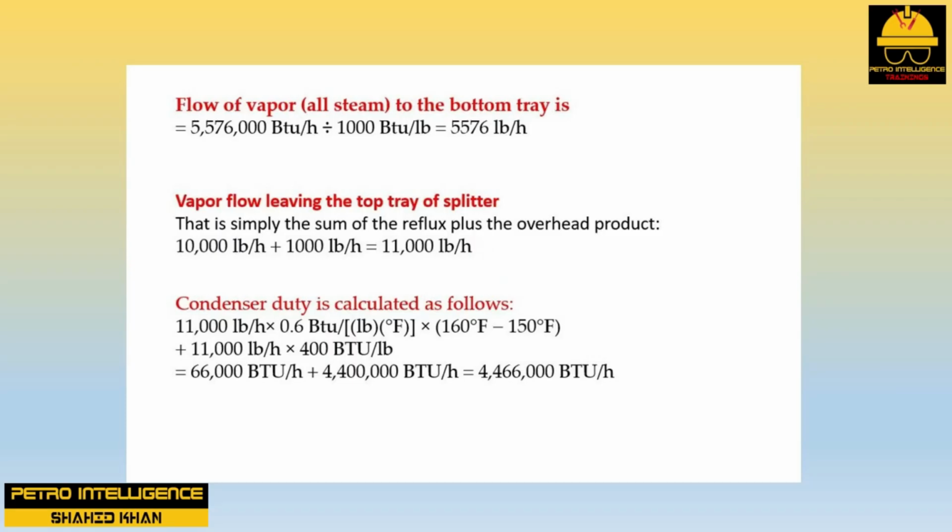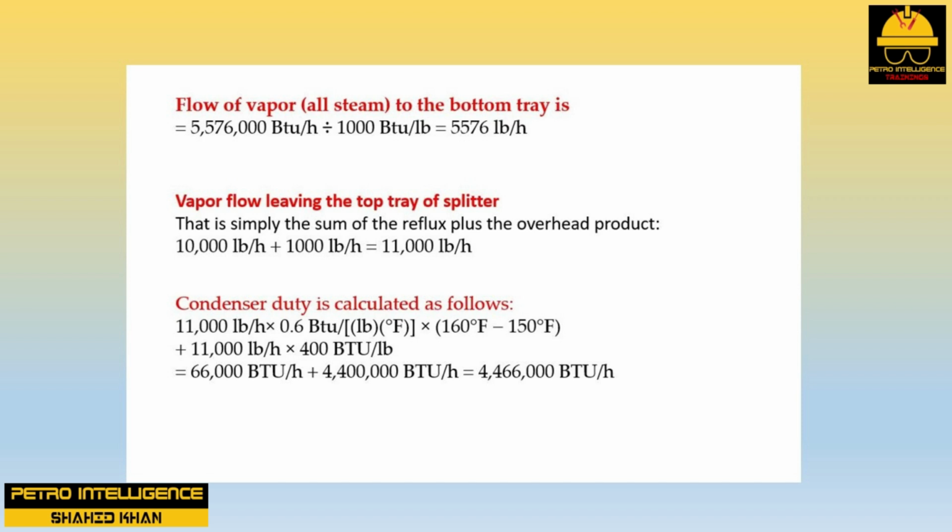The next part of the problem is to determine the vapor flow to the bottom tray. If we assume that the vapor leaving the reboiler is essentially steam, then the latent heat of condensation of this vapor is 1,000 BTU per pound. Hence the flow of vapor, all steam, to the bottom tray equals 5,576,000 BTU per hour divided by 1,000 BTU per pound equals 5,576 pound per hour.